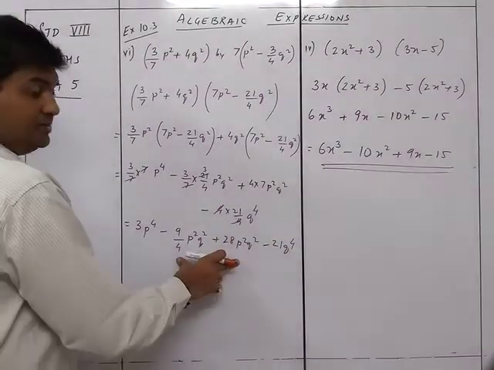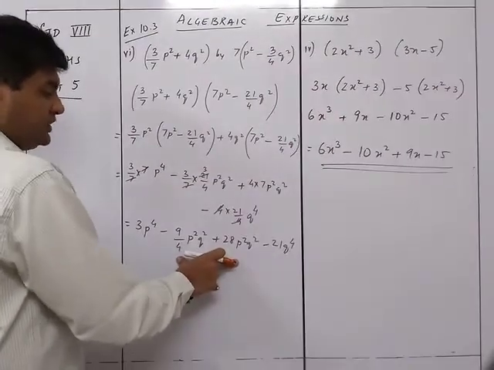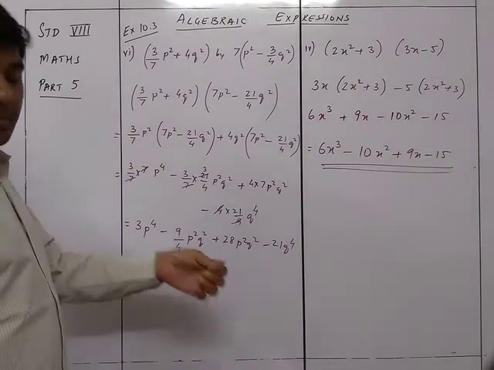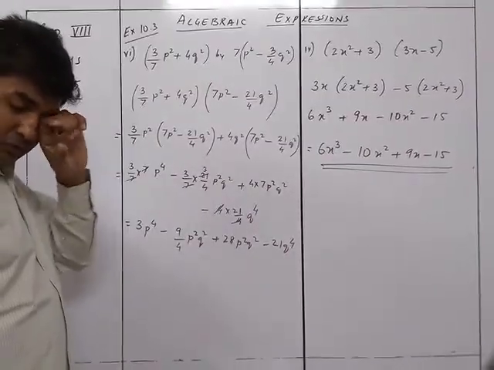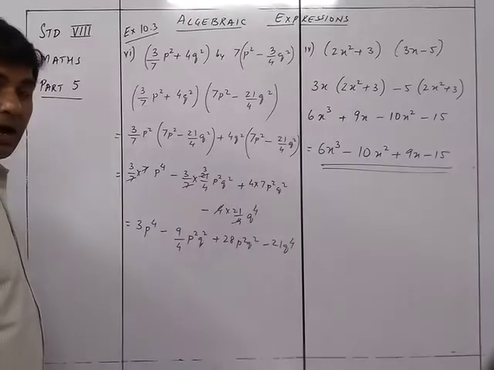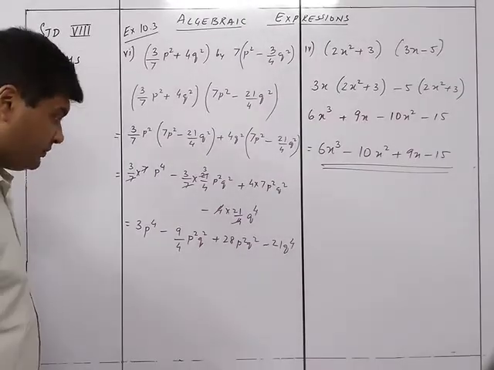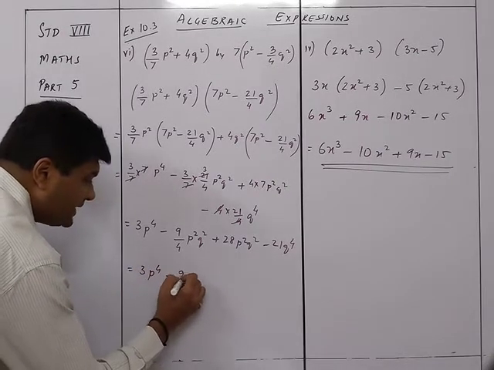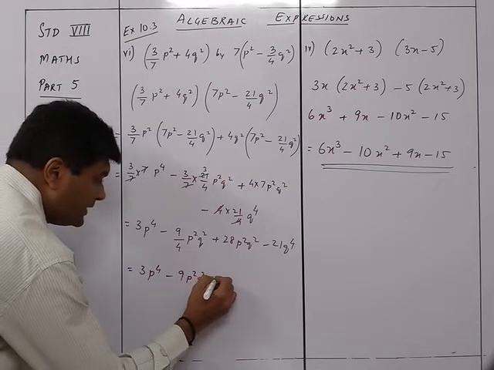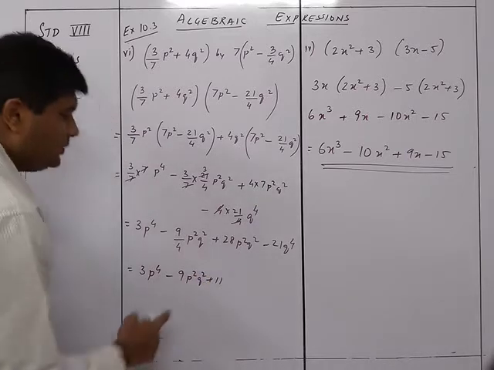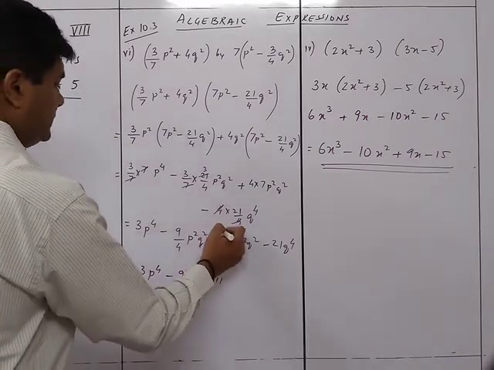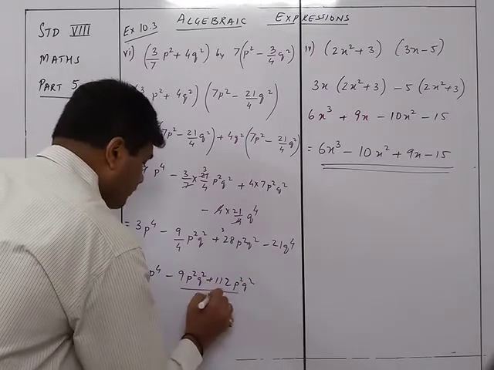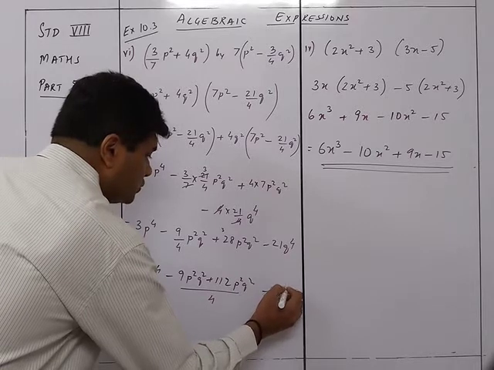Now these two are like terms. So this is going to give you LCM as 4. So 28 will be multiplied by 4. So that will give you 112. So 3p raised to 4 minus 9p square q square plus 112 p square q square whole upon 4 minus 21 q raised to 4.